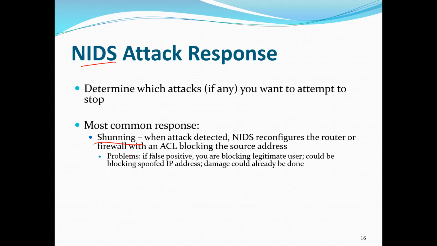So shunning, when an attack is detected, let's imagine the simplest thing, a signature-based attack, right? Some kind of Snort rule was triggered. So what do you do now? Automatically shunning, right? When the attack is detected, the NIDS sends some information to reconfigure the router. You remember we had some example.